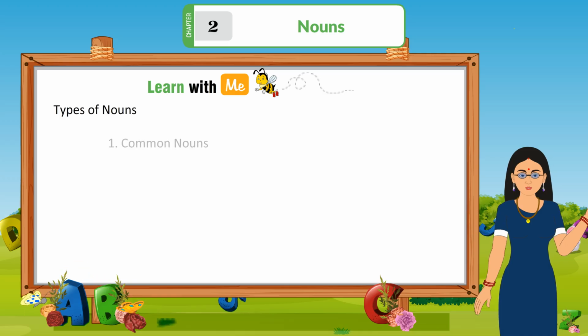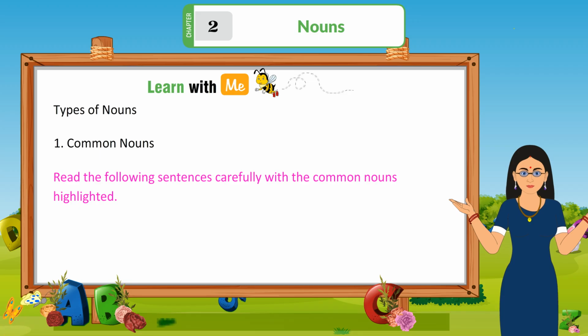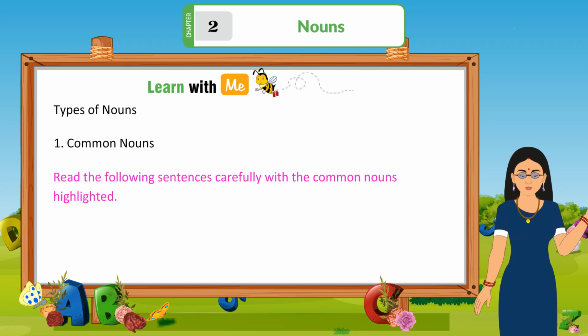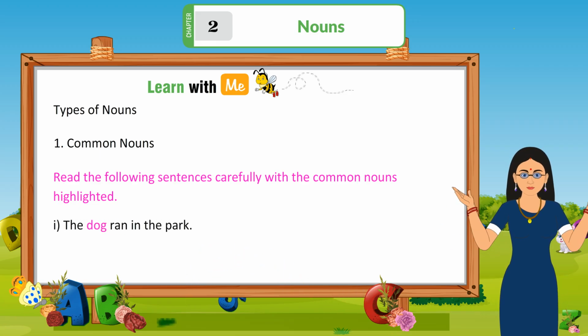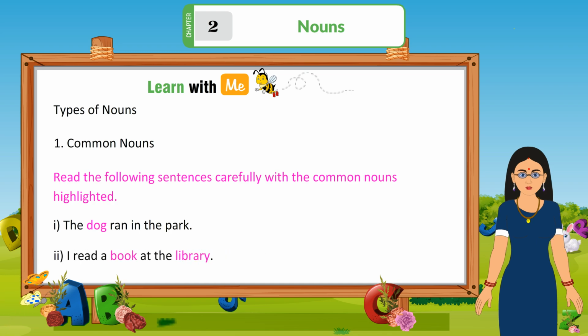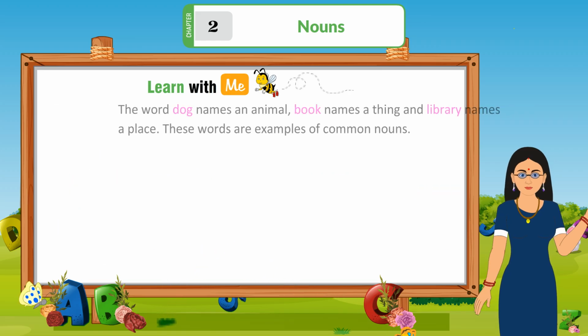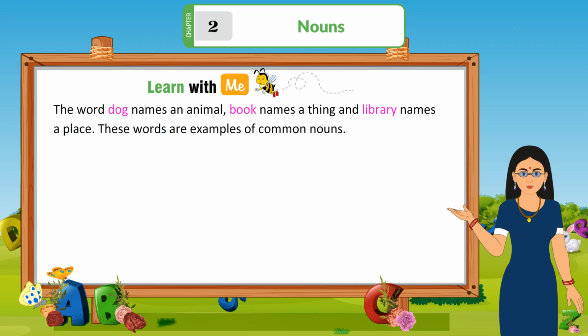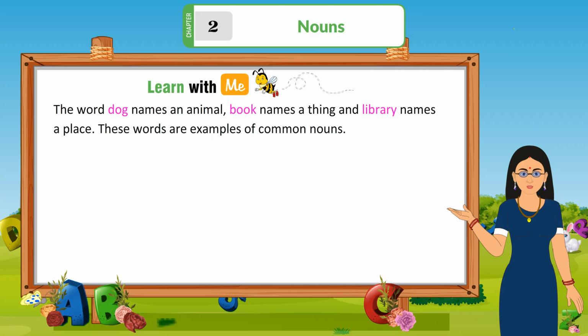Types of nouns. 1. Common nouns. Read the following sentences carefully with the common noun highlighted. 1. The dog ran in the park. 2. I read a book at the library. The word dog names an animal, book names a thing, and library names a place. These words are examples of common nouns.